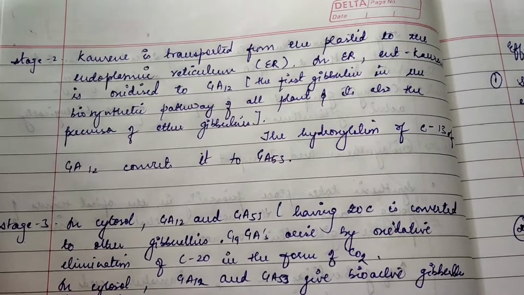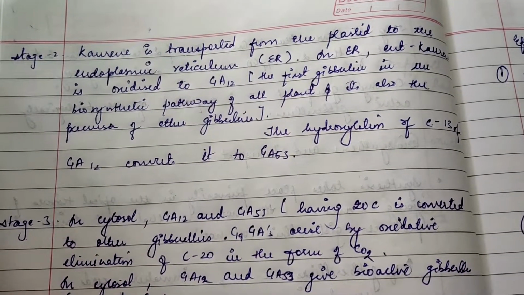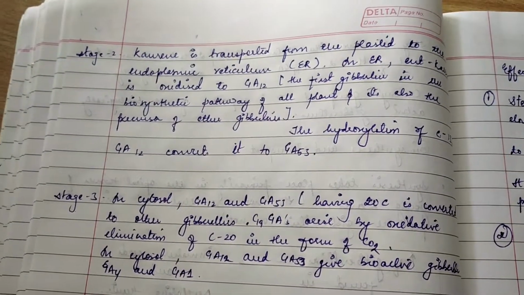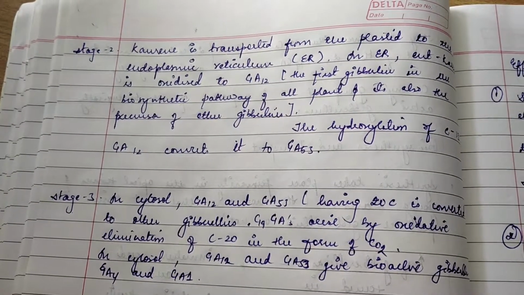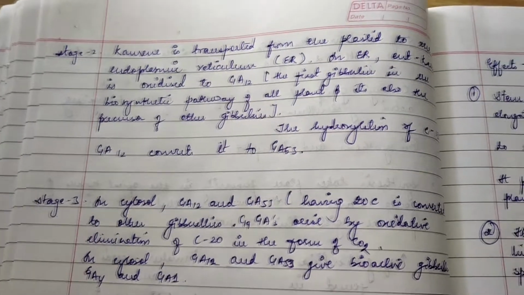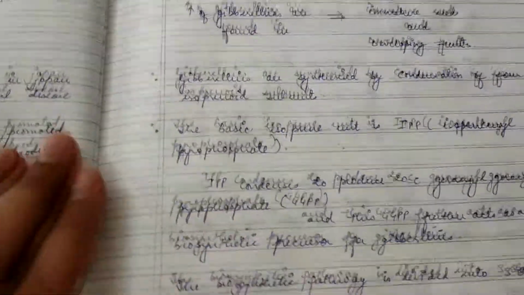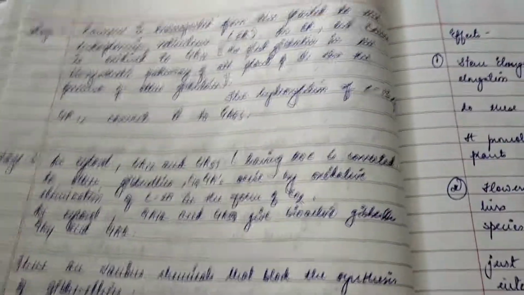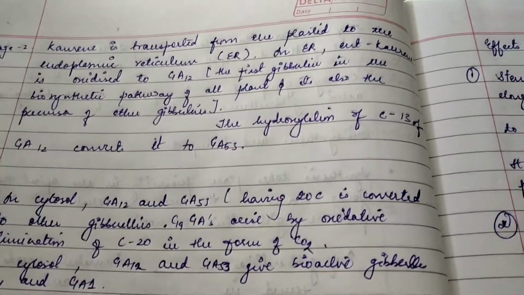अब endoplasmic reticulum में जाते ही ent-kaurene is oxidized to GA12, that is gibberellin 12. It is the first gibberellin in the biosynthetic pathway of all the plants, and it is also the precursor of other gibberellins. ठीक है, मतलब हमने बोला सबसे पहले फर्स्ट स्टेज में क्या हुआ हमारे साथ, हमारा GGPP is converted to ent-kaurene in plastids. Now, from the plastid, it enters into the endoplasmic reticulum.